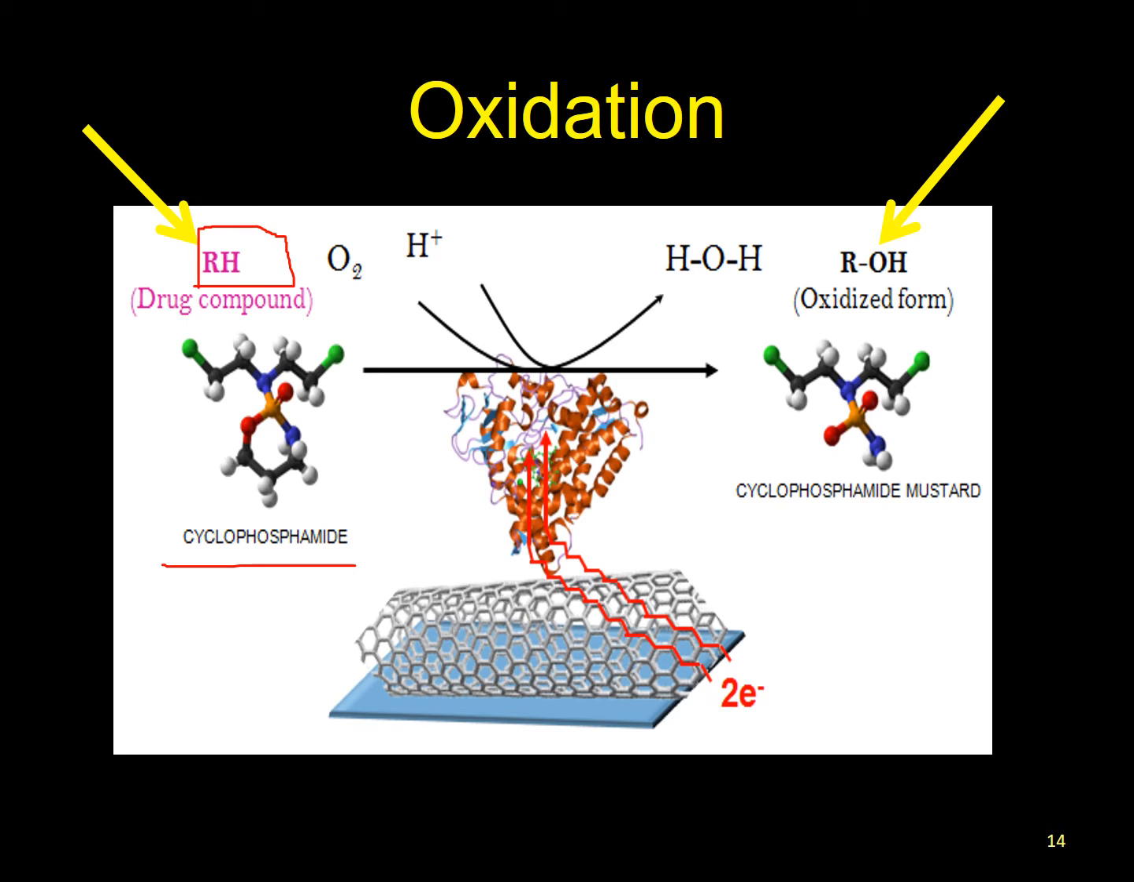One oxygen is introduced to it, and it completely changes its chemical properties. Now it becomes cyclophosphamide mustard. This is the oxidized form of cyclophosphamide, and it changes it completely. Again, my primary goal here is that you appreciate that introducing one molecule and changing one bond can change the properties of a compound hugely.